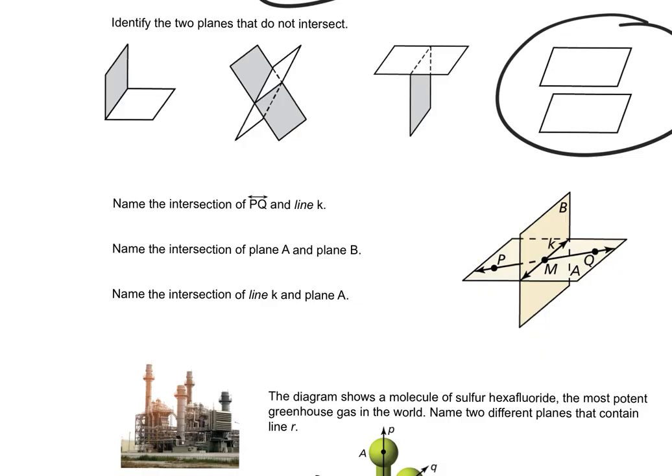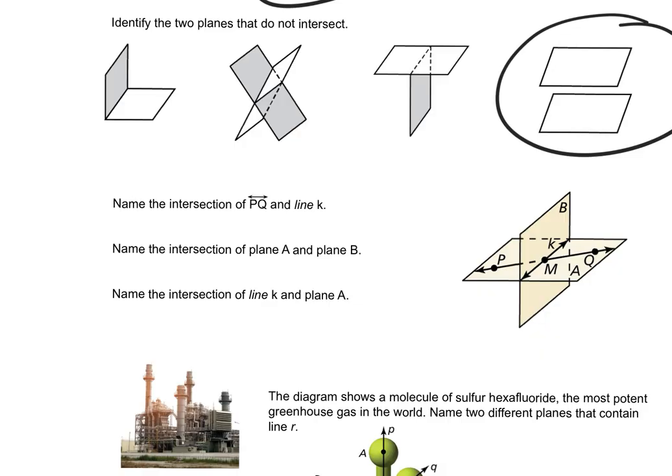Point K? Okay, but K is a line. Oh, yes. Okay, so here's line K. Where would line K intersect line PQ? Middle, yeah. At point M.